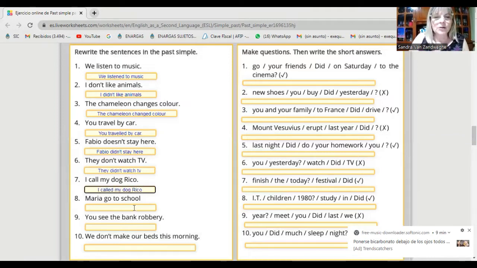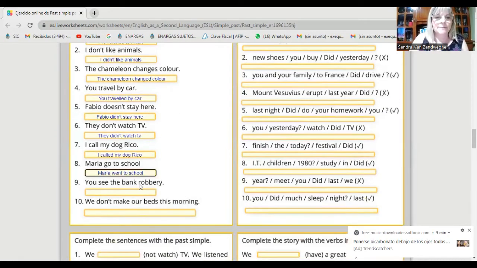Ven cómo yo automáticamente sé que es regular, porque los aprendí de memoria. María go to school. Go is irregular. Went to school, sí, y sí se puede aprenderlos de memoria. You see the bank robbery. You, the past of sees, saw the bank robbery.